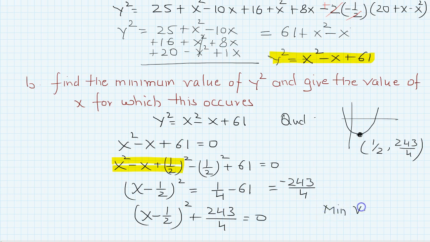So the minimum value of y square is 243 over 4. That is 60.75 at x is equal to half. So that is the value.